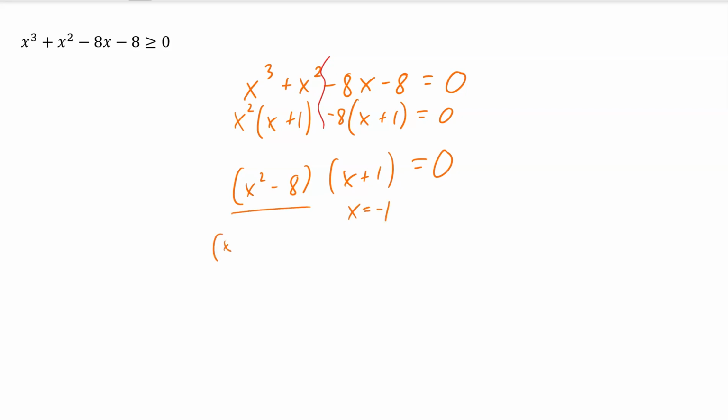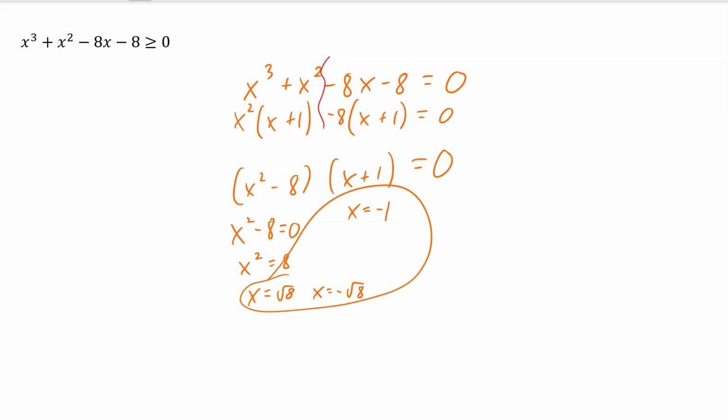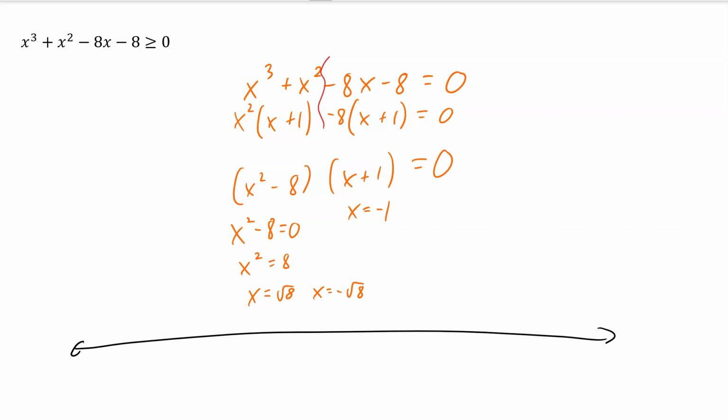Maybe I factor this further by writing it as (x minus root 8)(x plus root 8), but that feels like a weird move. Maybe instead I just say, well, I wonder what makes x squared minus 8 zero. Well, that happens when x squared is 8. That happens when x is root 8 or x is negative root 8. So we have 3 zeros. I'll put those 3 zeros on a number line. -1, root 8. Negative root 8 is even smaller than -1 because negative root 8 is like negative root 9, about. Negative root 9 would be -3. Negative root 8 would be -2 point something.